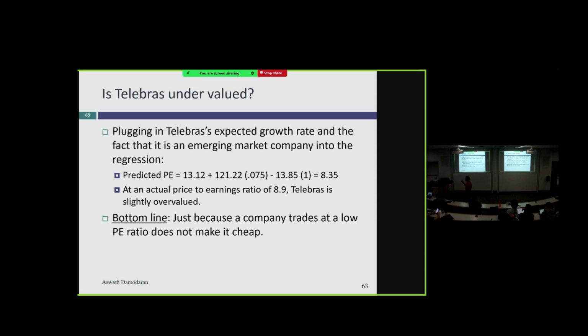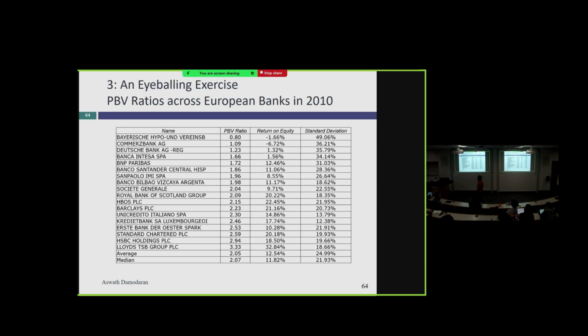So open up your statistics workbook, be creative. Be creative about how you think about risk and growth and cash flows. You're no longer in the intrinsic value world where there is a definition that's right and a definition that's wrong. So let's try a third example.